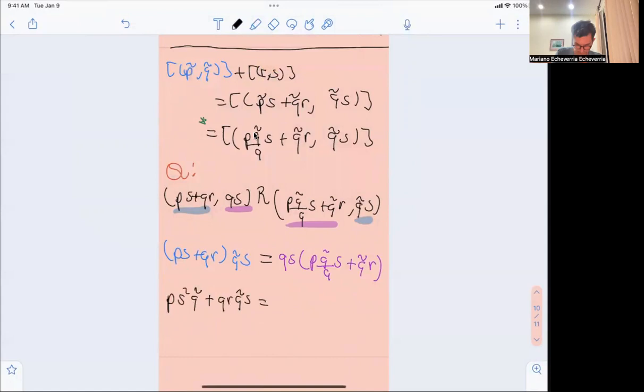And then on the right hand side, the Q's cancel, so you get what? You get P Q tilde S squared plus Q Q tilde R S. And this is the same, right? So the answer is well defined. Is that okay? So the sum is well defined as well.